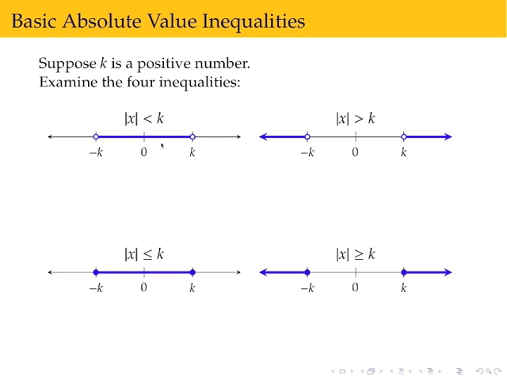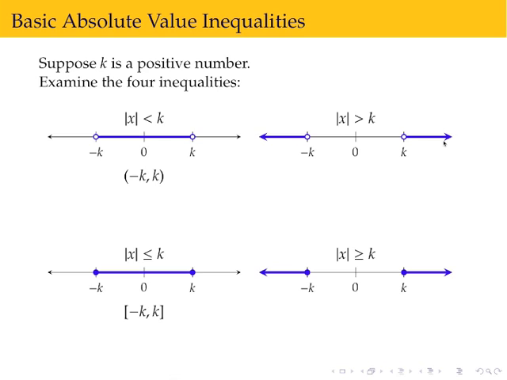This is an interval between negative k and k. It does not include the endpoints, so it's an open interval. Remember, we use parentheses for an open interval. And similarly, except we do include these endpoints, so this is a closed interval.